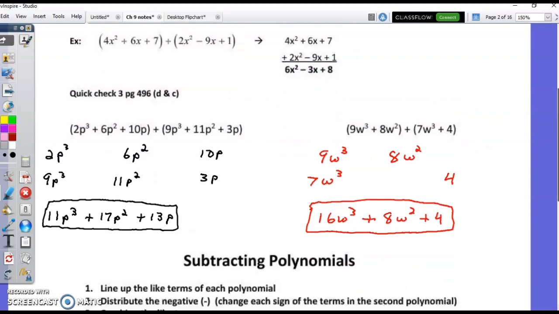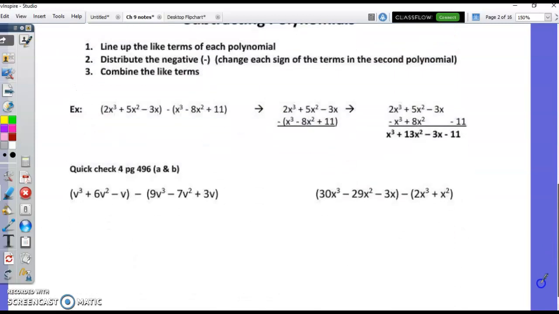Let me go ahead and scroll down on the notes. So if I'm going to line these up, I'm going to start here. I'm going to write out v to the third. Remember, the first ones don't change at all. I'm going to write a 6v squared. That's a positive. And over here, I'm going to write a negative v. Remember, that's a negative 1v. If there's no number with it, we assume it's a 1.